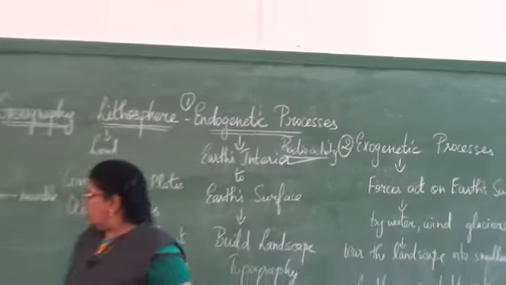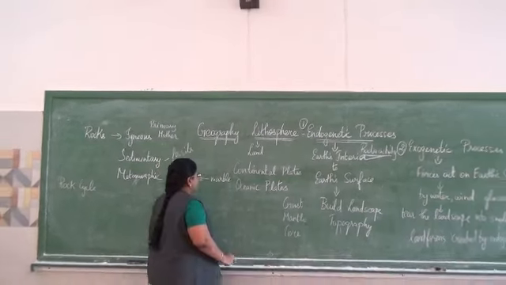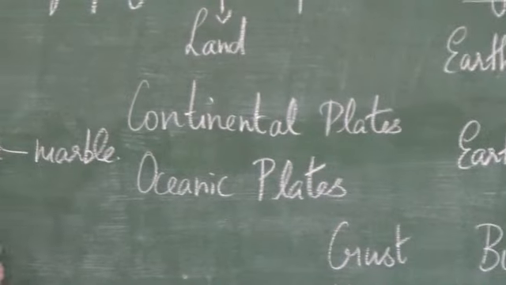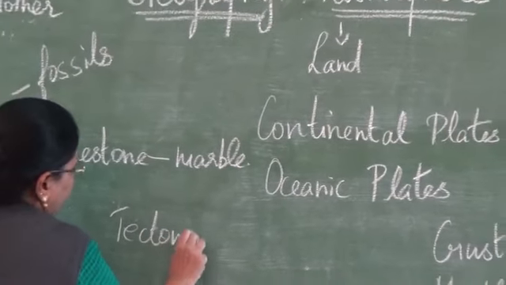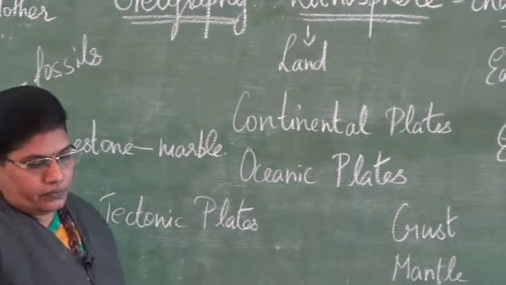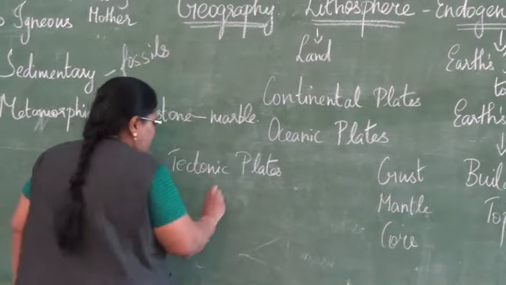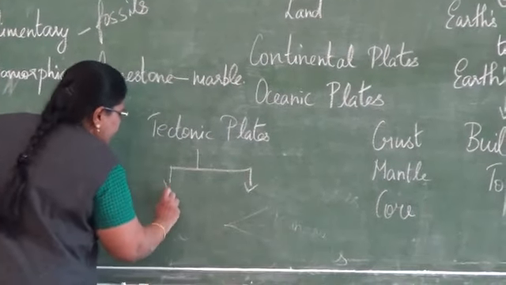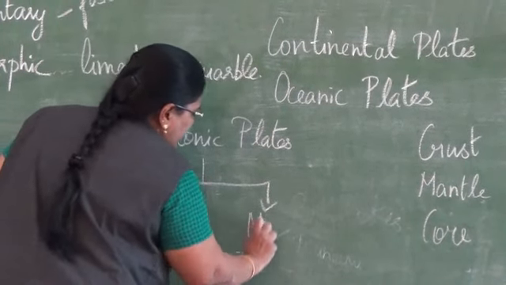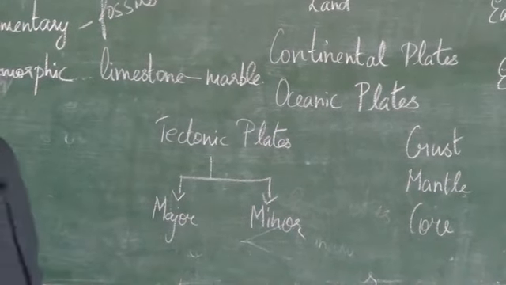The lithosphere is divided into a number of huge slabs called tectonic plates, otherwise continental plates. These tectonic plates are divided into major and minor plates based on their size. They may be classified into the major and the minor plates.